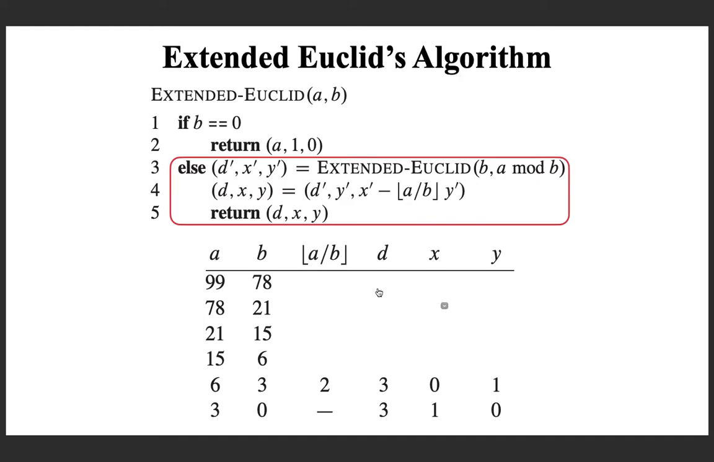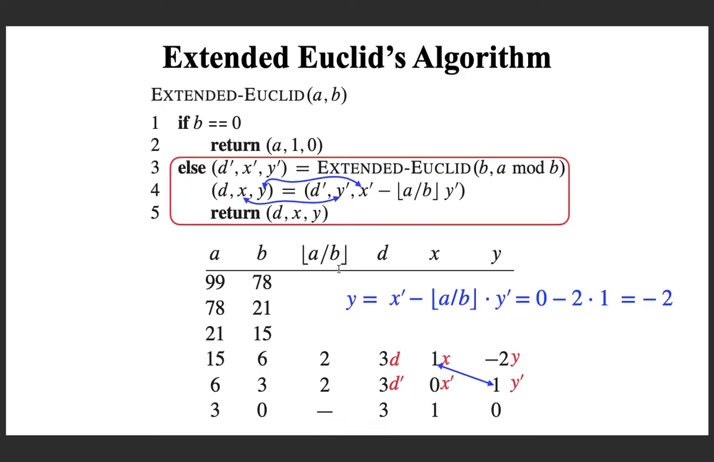Now this triplet will be returned as d prime x prime y prime for this instance. So you will get this. Verify that it is correct. D and d prime are same, and x is nothing but y prime. 1 you are obtaining here. Now you applied the formula of y. It is this equation, and x prime is 0, and this quantity is obtained as 2 here. And what is y prime? Y prime is 1. So equation is this. If you solve it, you will get it as minus 2, and that is why you have minus 2 as y.